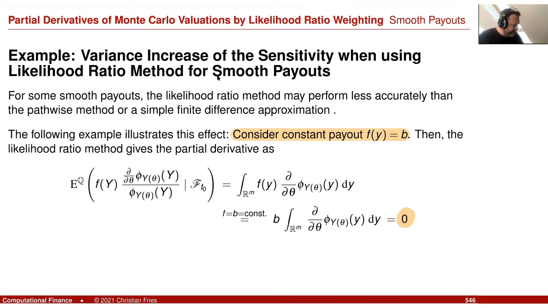Now if you calculate the likelihood ratio expression for this, I'm calculating the expectation of the function f multiplied with this weight. So actually I'm calculating the expectation of the weight, because you can move the constant b in front of the expectation, in front of the integral. The expectation of the weight is the integral of the weight multiplied with the density phi dy. So this is just the integral dy phi. Okay, so this is zero, but the function under the integral is not zero.